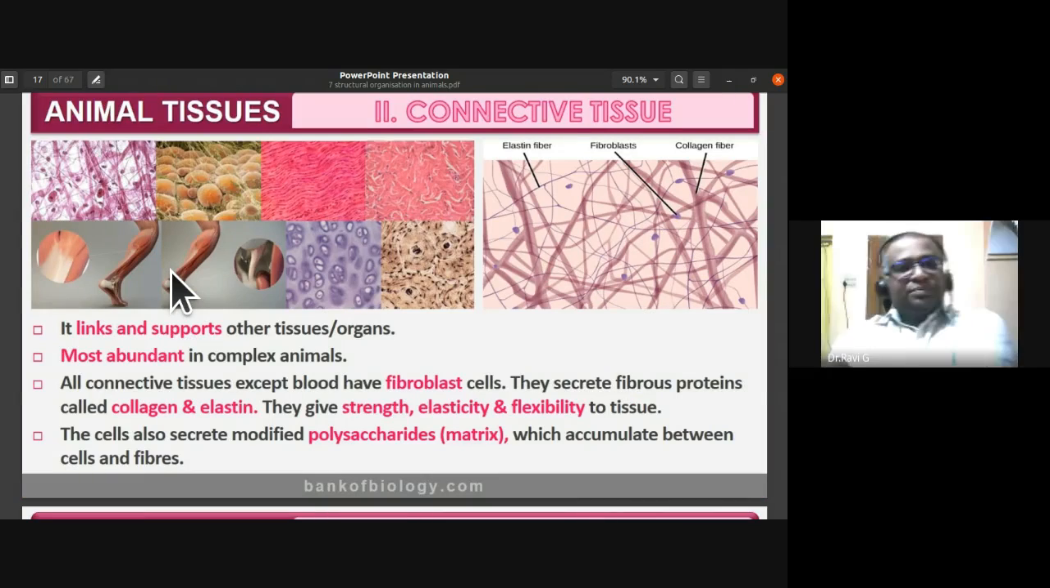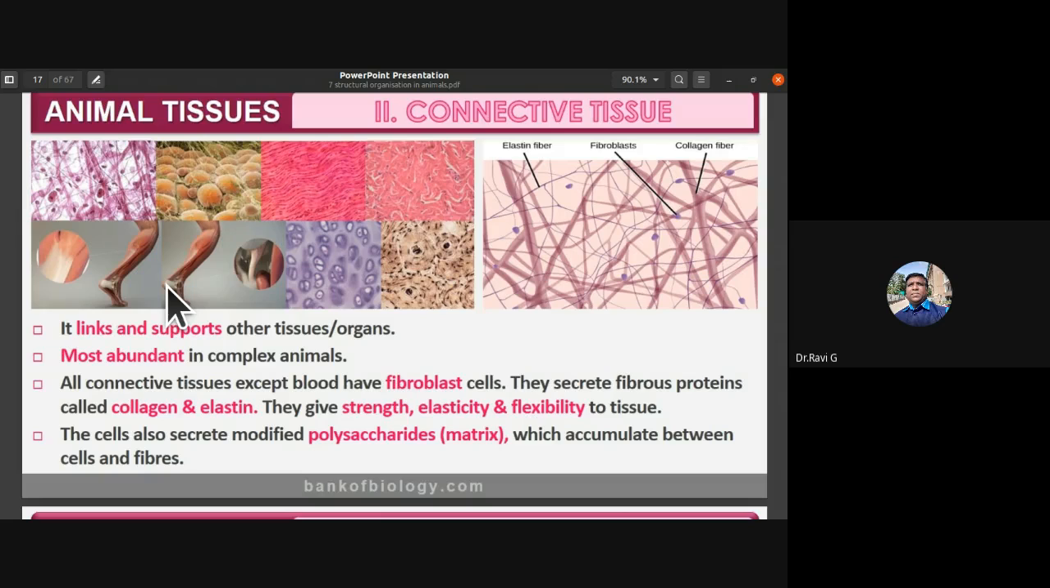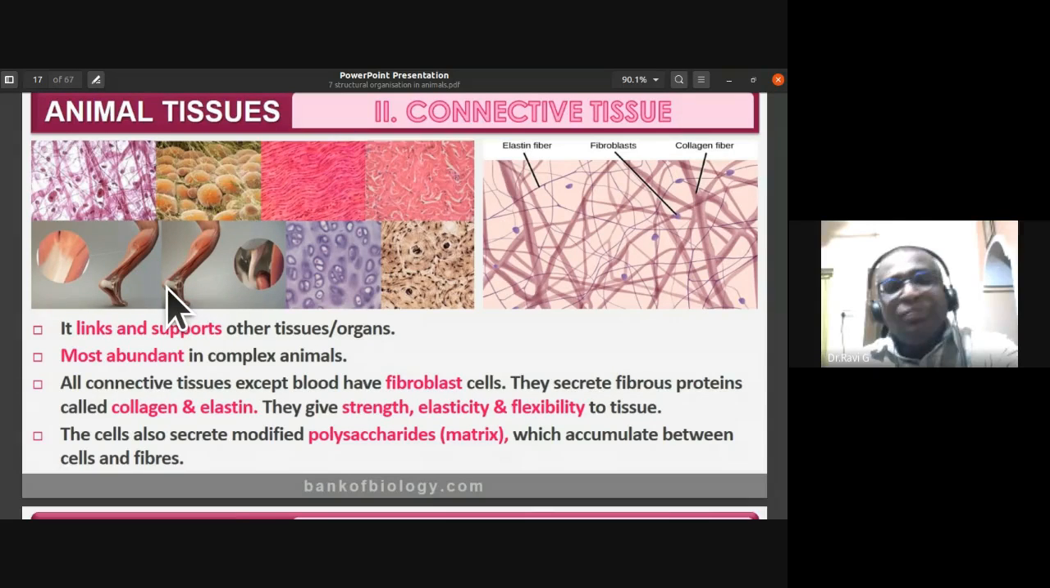The first thing, let us understand connective tissue. It links and supports other tissues or organs. The connective tissue links and supports other tissues and organs. They are the most abundant tissue in animals. The connective tissue also forms the packaging tissue.